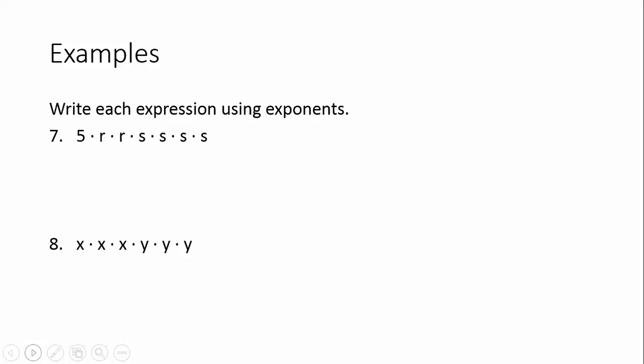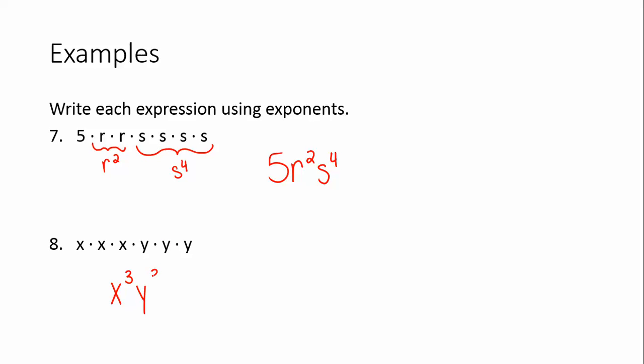We can also write expressions using exponents when we have different variables. So we have 5 times r times r times s times s times s times s. We'll notice that this r times r is r squared, and the 4 s's are s to the 4th. So when we simplify this expression, we have 5 r squared s to the 4th. Number 8, we have x times x times x, so that's x cubed, or x to the third, and y times y times y, which is also y to the third.